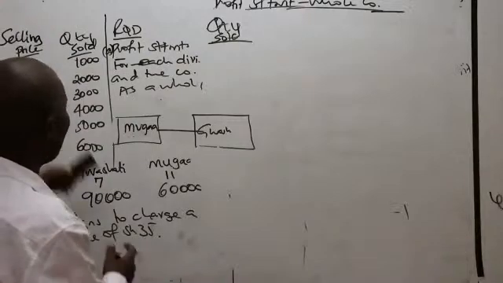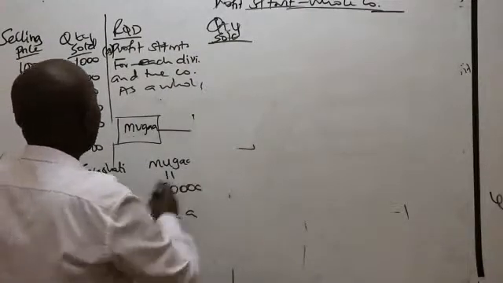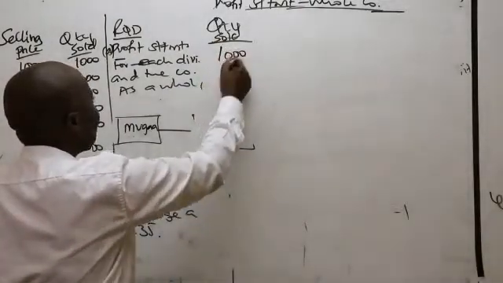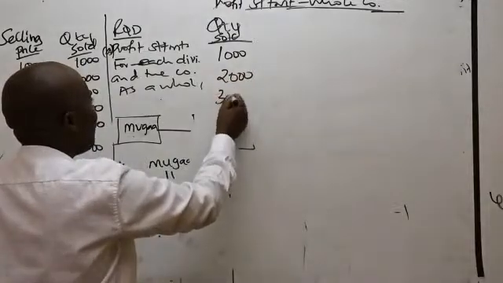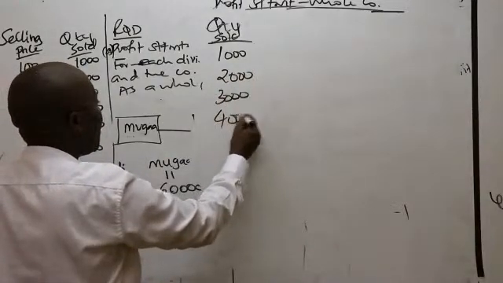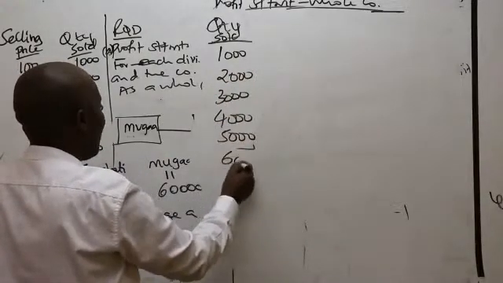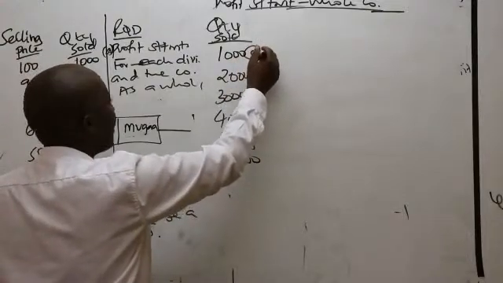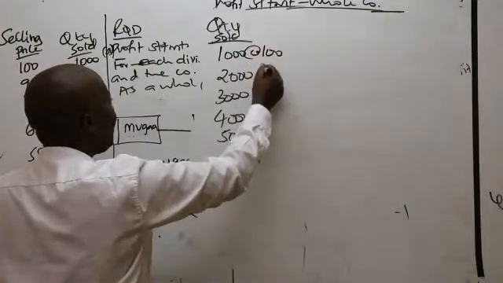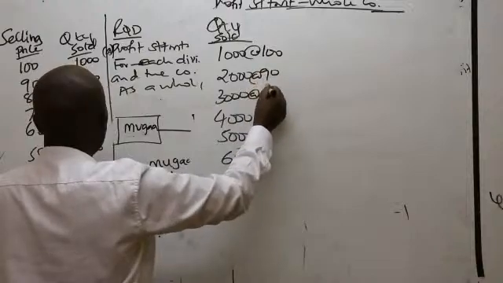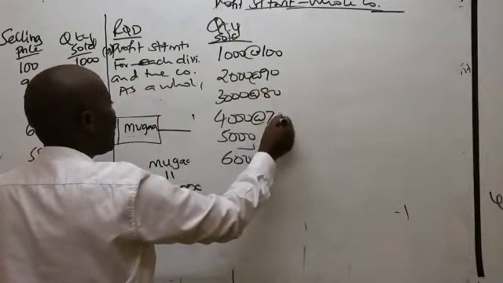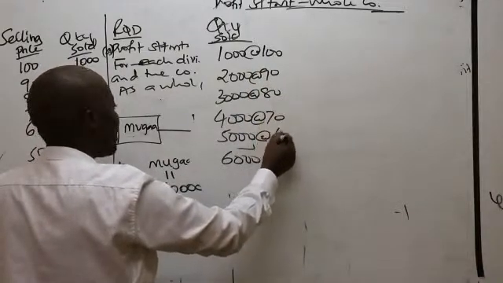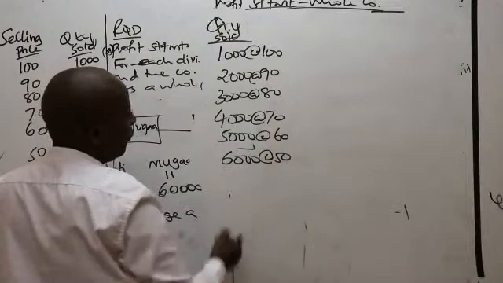Therefore, Washati's revenue is here. So we have here quantity sold. We have 1,000, 2,000, 3,000, 4,000, 5,000, 6,000. So come and give us the prices. We know the prices. We have 100, 90, 80, 70, 60. And then lastly, we have 50 like that.